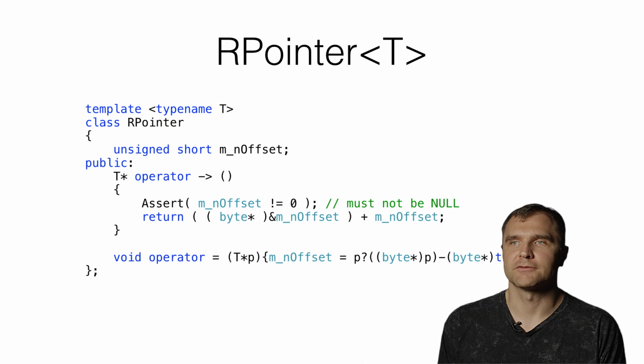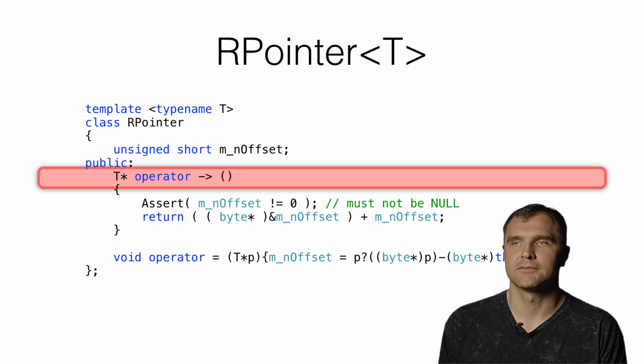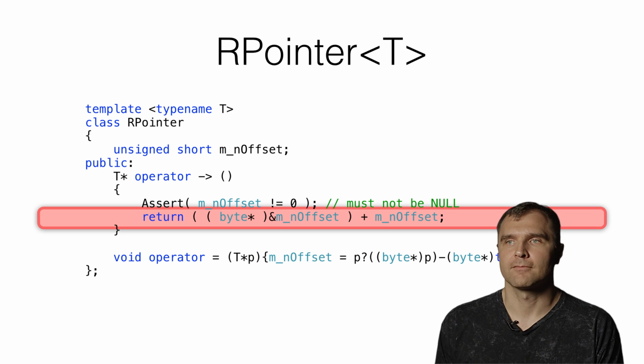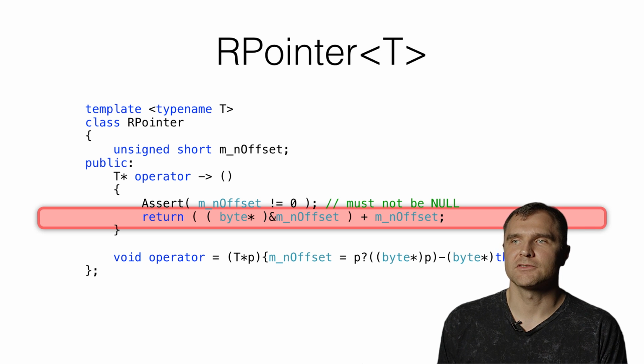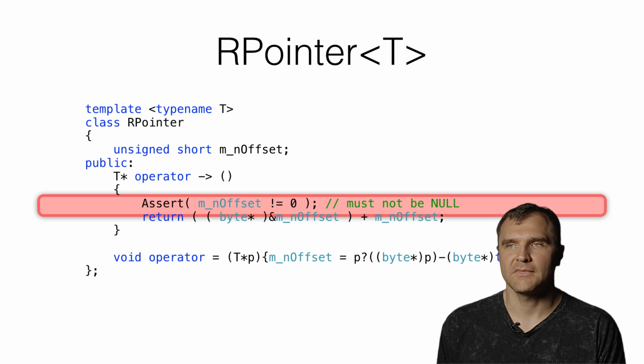Here is the implementation. We have an offset and overloaded operator arrow that just computes the pointer from the relative offset. Note that this doesn't result in a null if the offset is 0, so we assert in that case. But we do check for null in assignment. Just like with normal pointers, you shouldn't dereference a null.